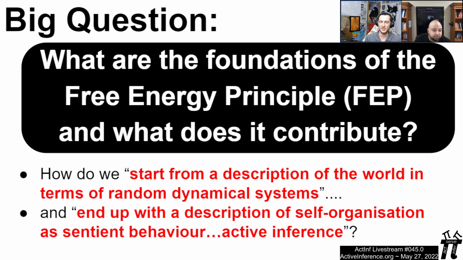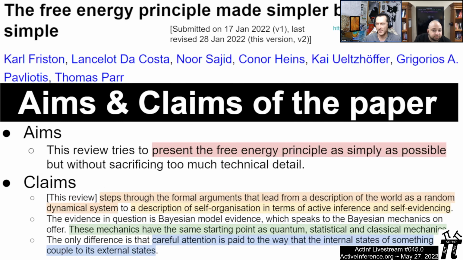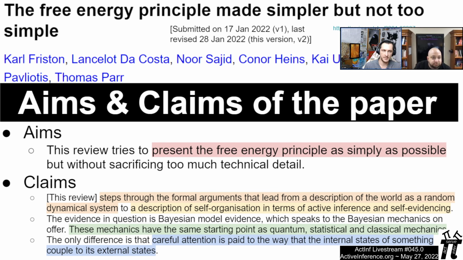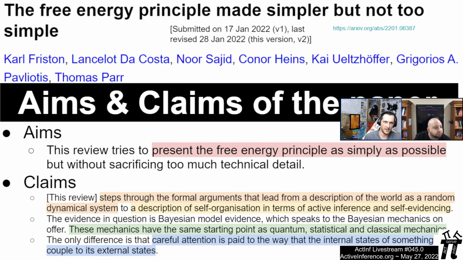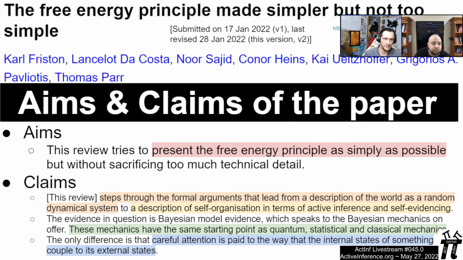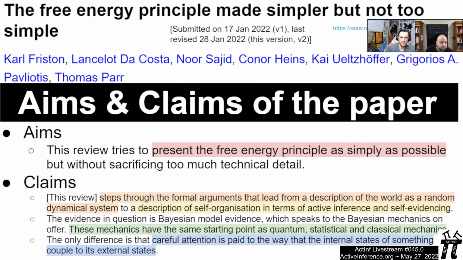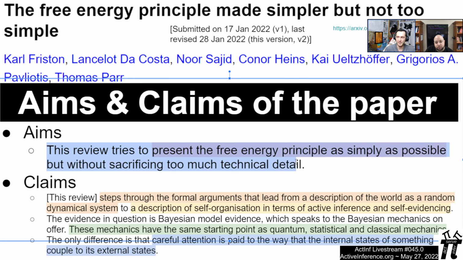Awesome. So we'll be returning to questions again and again. Let's check out the aims and the claims of the paper. So again, it's the free energy principle made simpler, but not too simple. And the authors are listed here. The paper describes that it's trying to present the free energy principle as simply as possible, but without sacrificing too much technical detail. And that's sort of a pun or self-reference. That's what modeling in that Pareto optimal or Bayes optimal way is. And that's going to come back as a theme again and again, giving information, but not overfitting nor underfitting.